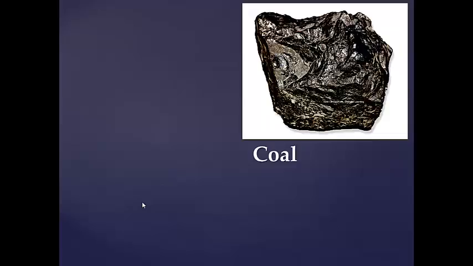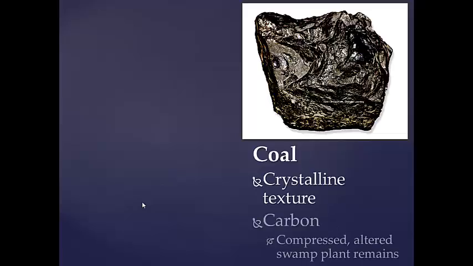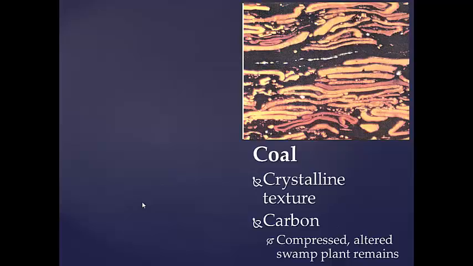Last and least, coal. Coal comes from a whole bunch of dead plant matter that's squished together, and from being squished together, it looks like it's got a crystalline texture. It's shiny, and when we look at it underneath the microscope, we can see areas, locations that were once plant remains, and they're all fragmented together.